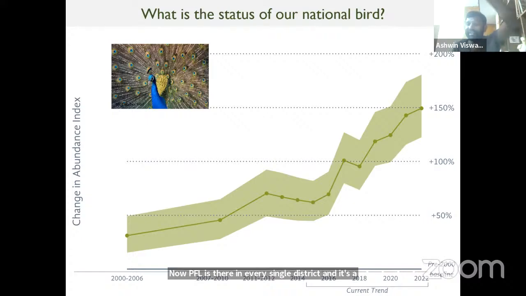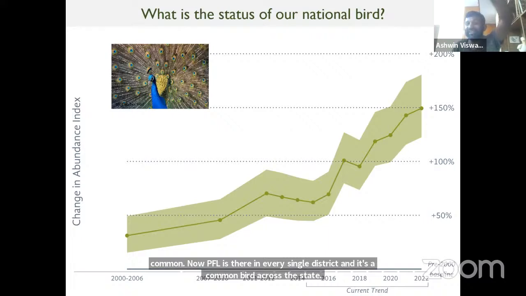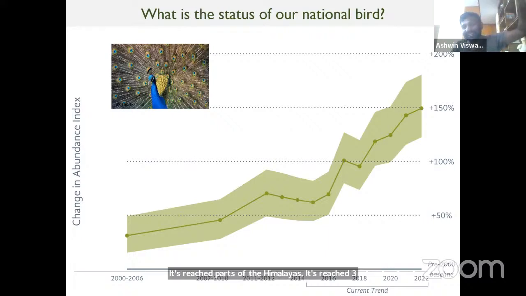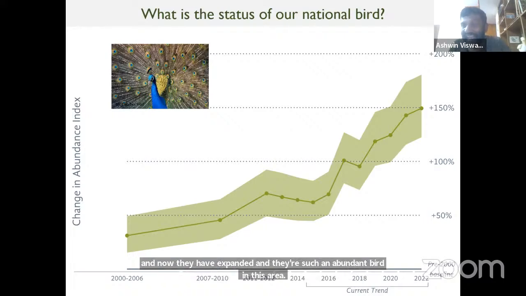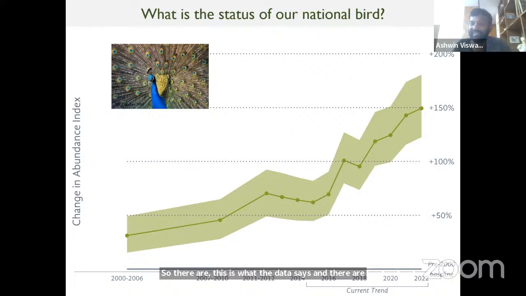It's reached parts of the Himalayas, 2,000 to 3,000 meters, in Sikkim and Uttarakhand. So peafowl are doing incredibly well. Even in the region near my house, there were no peafowl even 15 years back, and now they have expanded and it's such an abundant bird in this area. So this is what the data says. And it's nice in a way that such a beautiful bird is common.